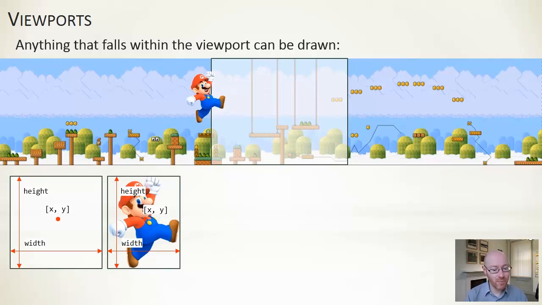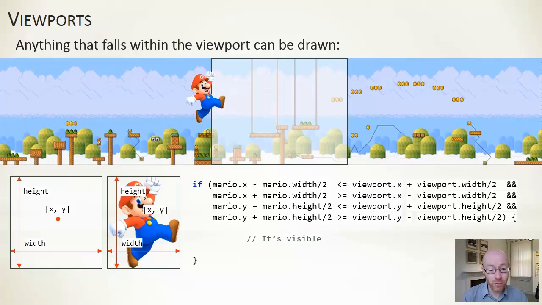Now, given this setup, the little fragment of code that we have shown here is all that we need to work out if an object falls within the viewport. It's worthwhile taking a little bit of time to go through this. You can see there's a number of conditions, less than or equal to, or greater than or equal to. There are 4 of them, and we're ANDing them together. If all of them are true, then Mario is visible. And by implication, if one of them is false, then Mario is not visible.